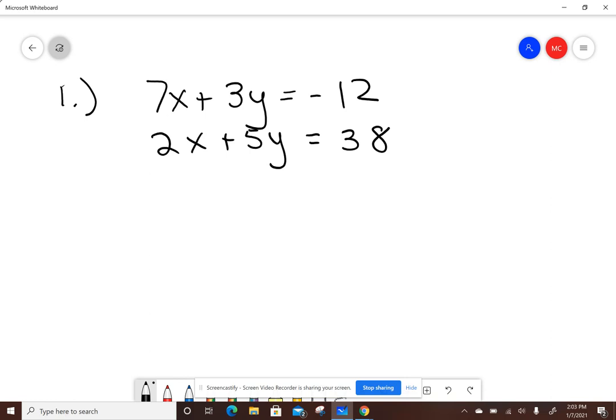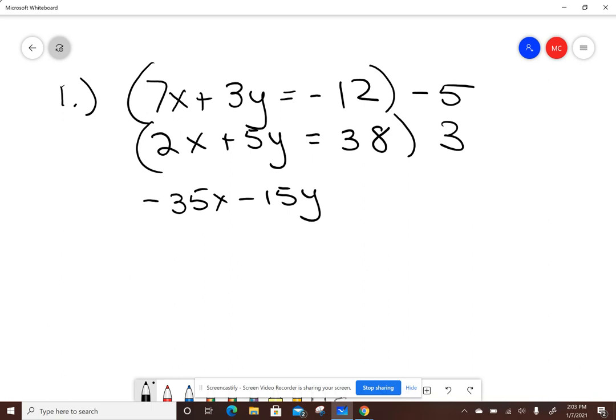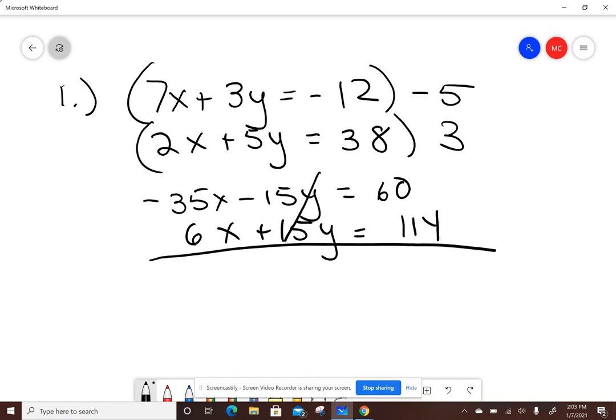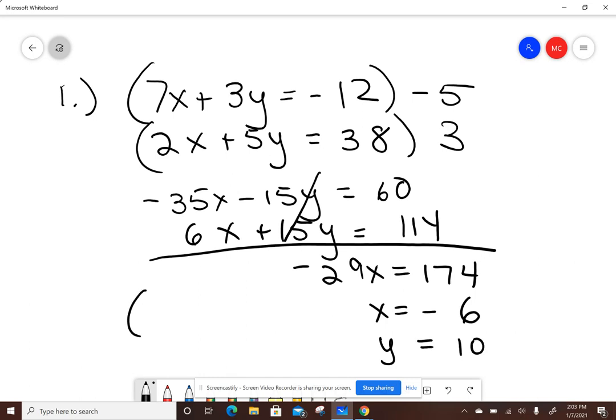I'm going to try to eliminate my y's. I could have eliminated my x's, but I'm choosing to do my y's. So that means I'm going to multiply the top equation. 3 times 5 is 15. So what do I have to do to 3 to make it 15? I'll multiply this by a negative 5, and I'll multiply this by a positive 3. So I end up with negative 35x minus 15y equals 60, and 6x plus 15y equals 114. I eliminate my y's, and I get negative 29x equals 174, x equals negative 6, and when I plug in negative 6, I get y equals 10. So my answer is negative 6 comma 10.